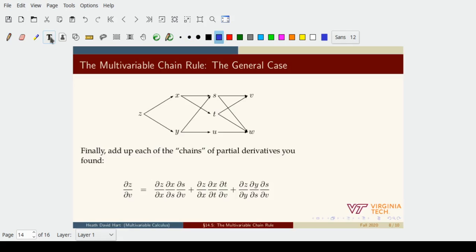And that's what we do on the next slide, is we add up each of those chains that we found. There were three of them, and this gives us the formula for dz/dv.